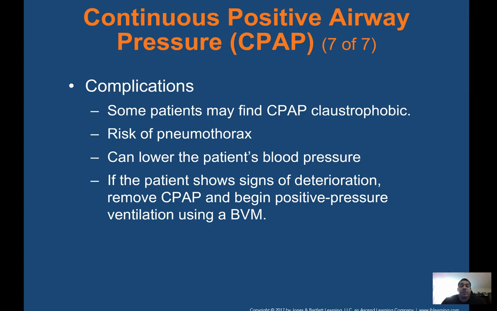Complications: some patients may find CPAP claustrophobic. It's very weird to have something strapped onto your head very tightly, and it's a small mask. And especially when people are having difficulty breathing, it could cause them to be claustrophobic. Risk of pneumothorax: can lower the patient's blood pressure. If the patient shows signs of deterioration, remove CPAP and begin positive pressure ventilation using a BVM.